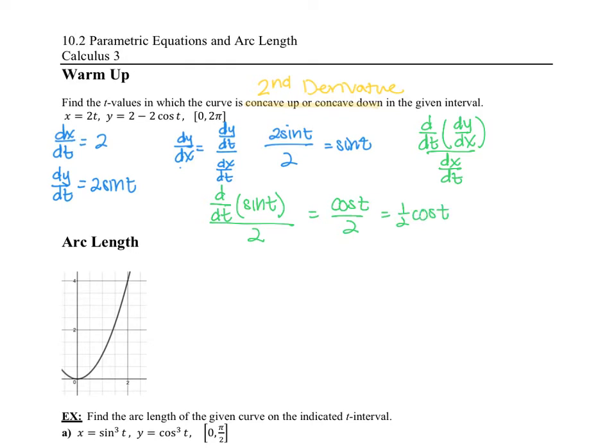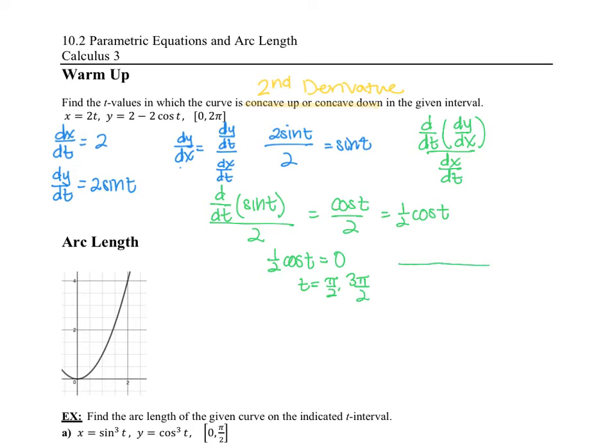And I need to check concavity. I did not leave myself enough room. Okay, I'm going to check concavity, and so to do that, I need to find my critical values. So I need to figure out where 1/2 cosine of t is equal to 0. And I know that gives me t values of pi over 2 and 3 pi over 2. I could keep going, except I'm in the interval of 0 to 2 pi, so we're good there.